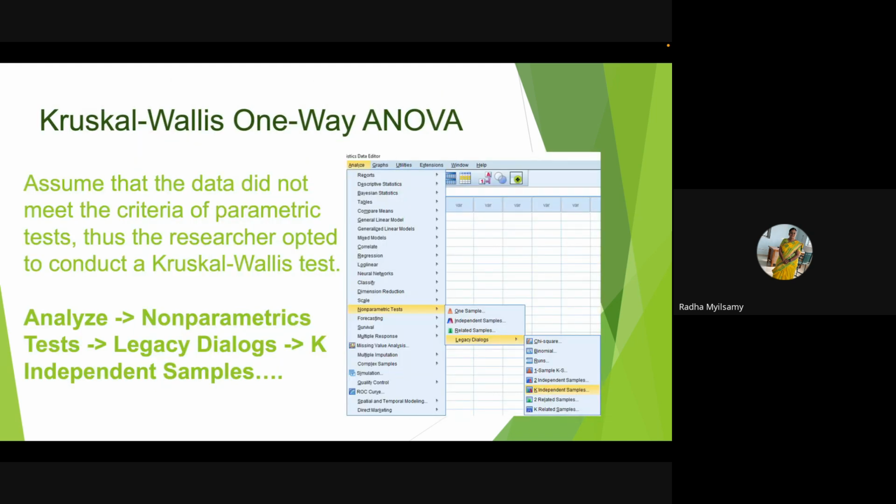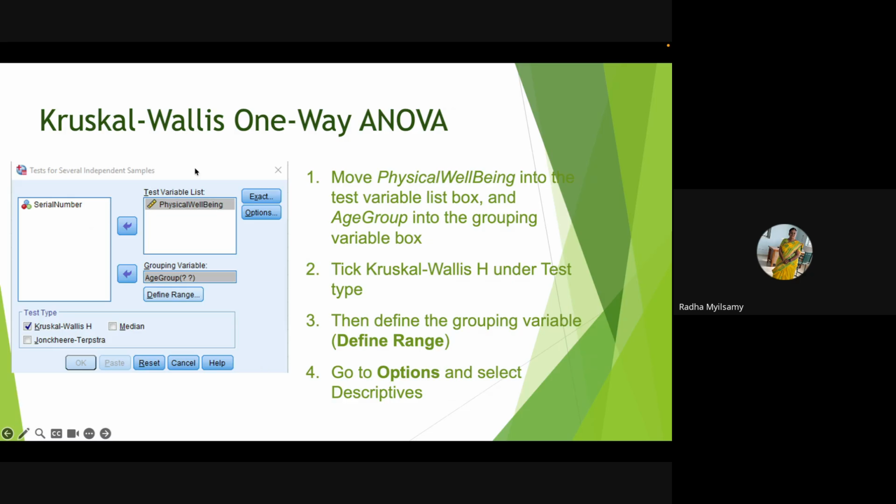This is the procedure, and I will show you how to do the test using SPSS. Finally, once we finish all the PPTs, I will do all the things in SPSS. In Analyze, there is an option called Nonparametric Tests. Under Nonparametric Tests, we have Legacy Dialogs. In that, we go with K Independent Samples. After clicking K Independent Samples, we get this dialog box. In this dialog box, there are two things available: the first column is for physical well-being, and the second column is age group.